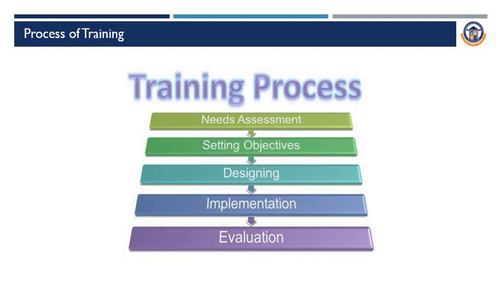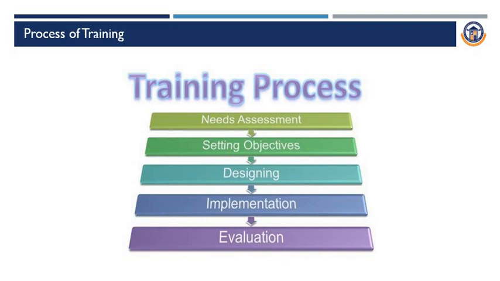Next, the second step is setting objectives. Once the needs are identified, the objective for which the training is to be given has to be established. The objectives could be based on the gaps seen in training programs conducted earlier and the skill sets developed by the employee. Next, the third step is designing, which means designing the training program.